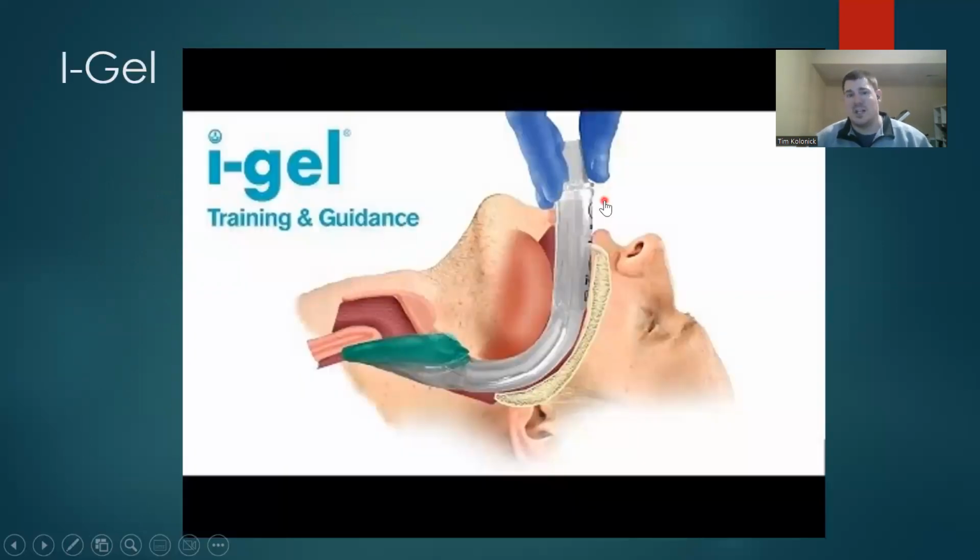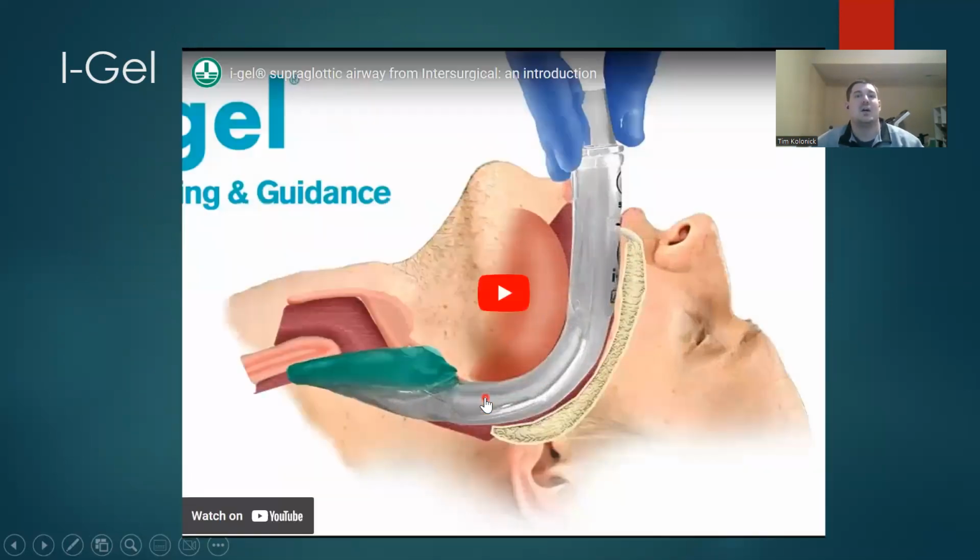So here's the iGel. This is kind of becoming that standard that we're going to use for our supraglottic airways because it's super simple. It does have some drawbacks. It does eventually become dislodged, so you have to make sure that you're securing that appropriately so that it doesn't dislodge on you. There's a video on this one in the Blackboard, so make sure you watch that also.